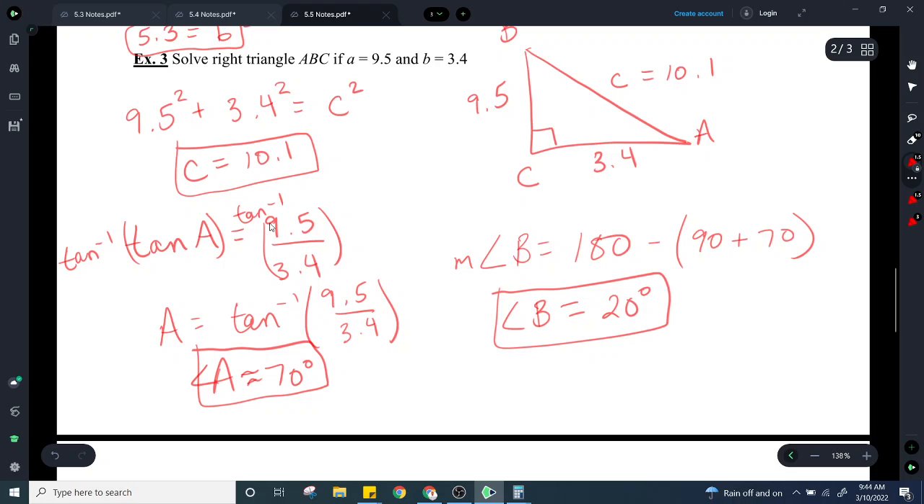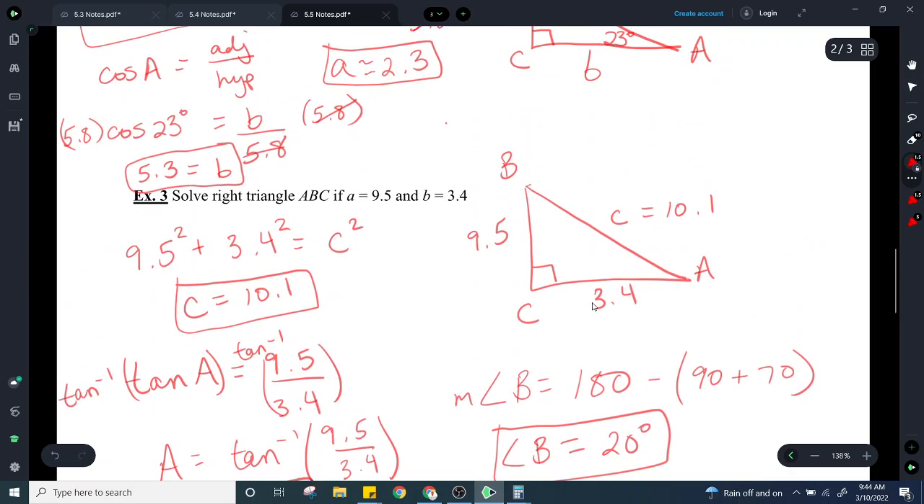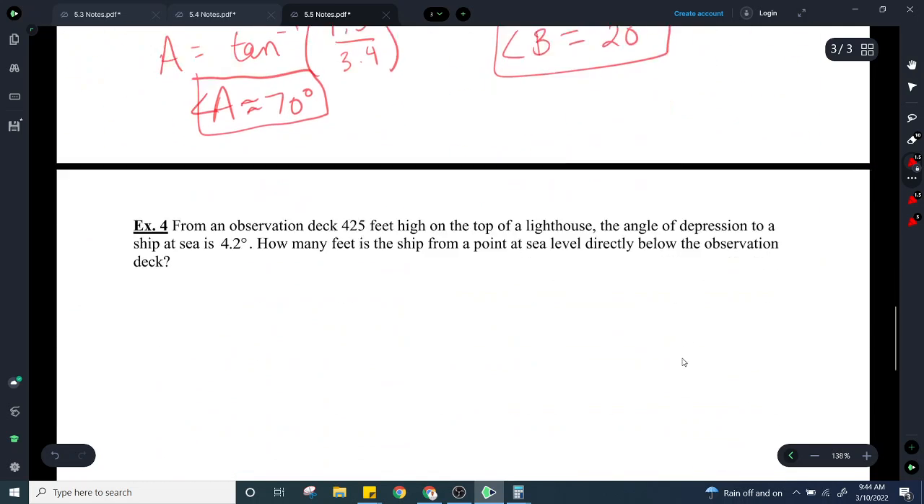And again, think about, do the ratios make sense? Angle B was the smallest angle at 20 degrees, and so it's across from the smallest side. Angle A is next at 70 degrees, and then angle C, of course, is the largest because it's the right angle and it's across from the longest side. That's what you would expect.